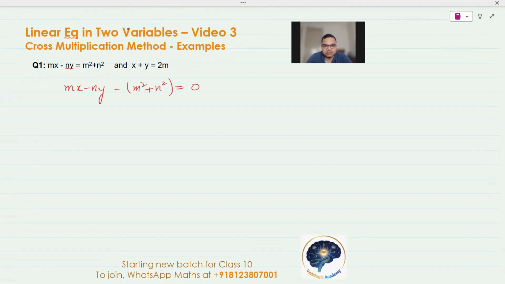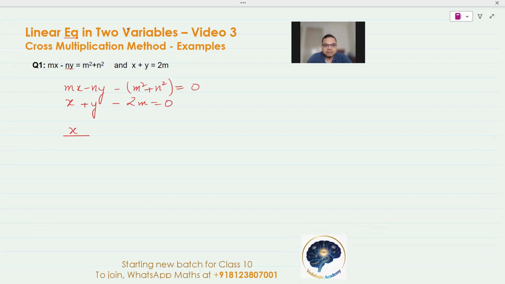So mx minus ny is just as it is. The m square plus n square, I moved it to the same side as mx minus ny, and I have put a negative sign because whenever you move things from one side of equals to another, the sign changes. So that's why I put a minus sign here. Then the second equation is x plus y, again minus because it is moving to the left hand side, minus 2m equals to 0. Right?